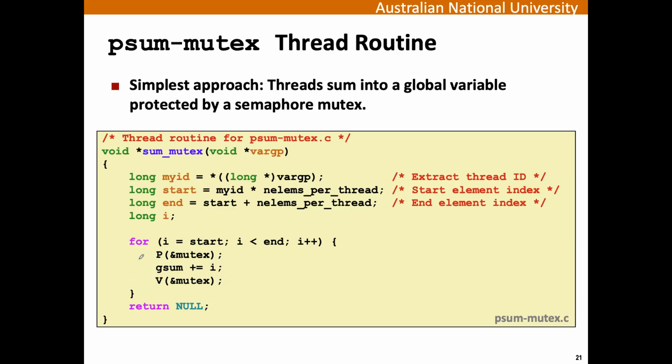So this is one way to do that. We have a global variable in which we are keeping the final sum, and each thread will do its share of the work in this for loop.